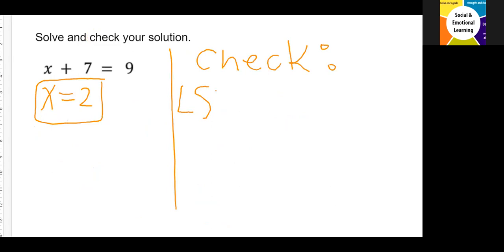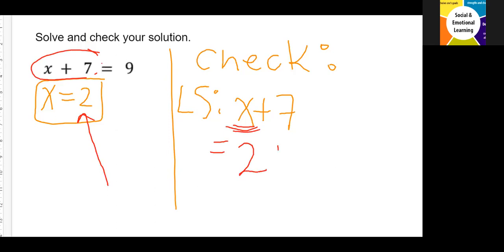What's the left side of my equation? 9. Yep, but before that, it's x plus 7, right? This is the left side. Watch. This is the left side. It's to the left of the equal sign. Okay, so now I substitute. x is 2. So in place of this x, I'm going to put a 2 plus 7, and the answer is 9.